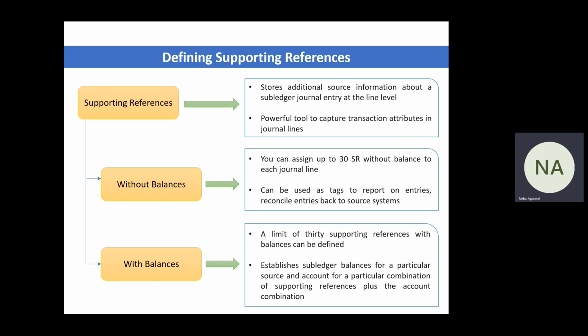A limit of 30 supporting references with balance can be defined only. So we can consider adding more source assignments to the predefined supporting references rather than creating a new one. Examples of how you may want to use the supporting references balance are to facilitate reconciliation back to subledgers and source systems by tagging general entries with the transactions and reference attributes.